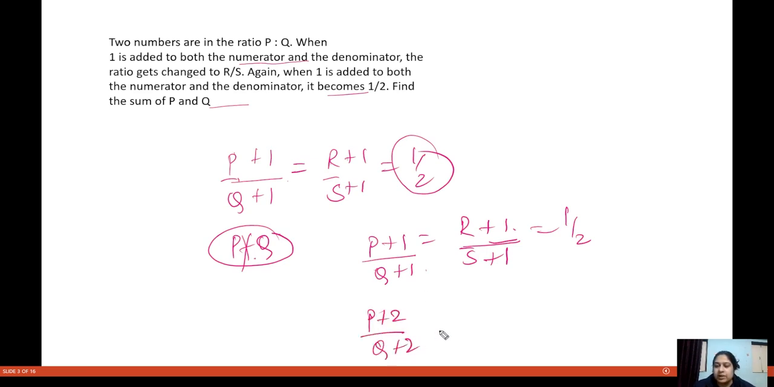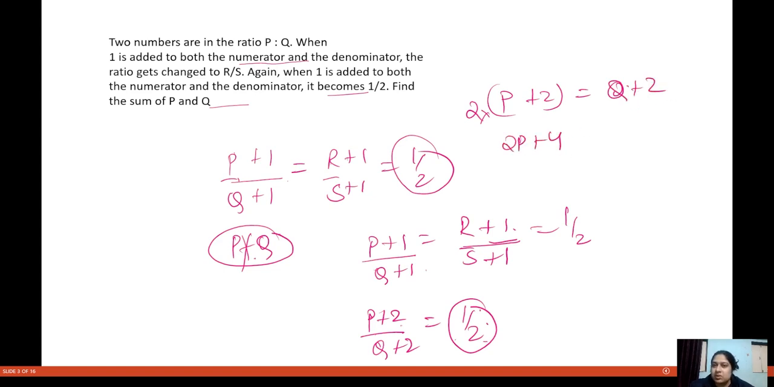Now, see, this P plus 2 is equal to what? 2 times P plus 2 is equal to Q plus 2. Okay, so we have 2P plus 4 is equal to Q plus 2. All right, and now we have 2P minus Q is equal to minus 2.